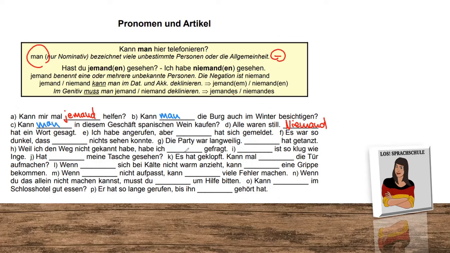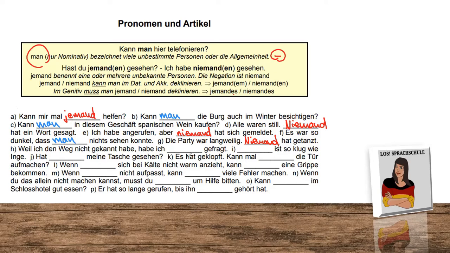Next one. Ich habe angerufen, aber niemand hat sich gemeldet. I called, but nobody answered. Es war so dunkel, dass man nichts sehen konnte. It was so dark that one could not see anything. Die Party war so langweilig. Niemand hat getanzt. The party was so boring. Nobody danced. Grammatically speaking, we could also say jemand hat getanzt. Somebody danced. But of course, it makes more sense to use the negative counterpart.